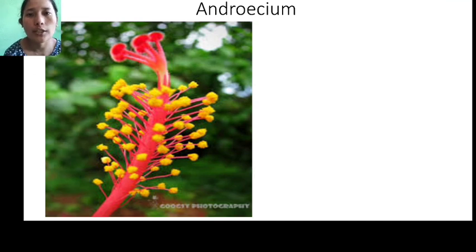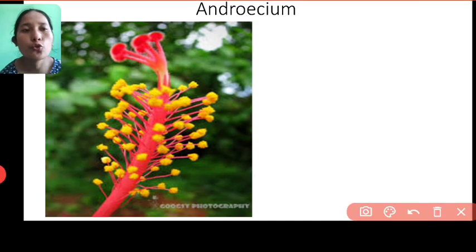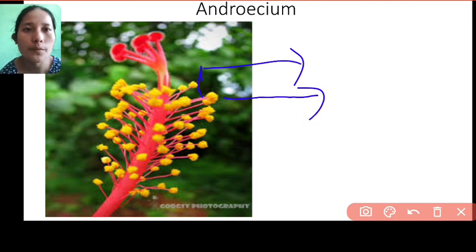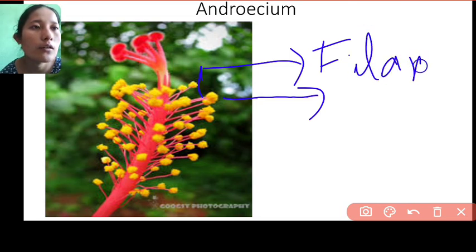The male reproductive part has two main parts. Can you see this pink filament-like, thread-like structure, which is holding this yellow lobed structure? This pink thread-like structure which is holding your yellow lobed structure is known as filament. And your yellow one is known as anther.